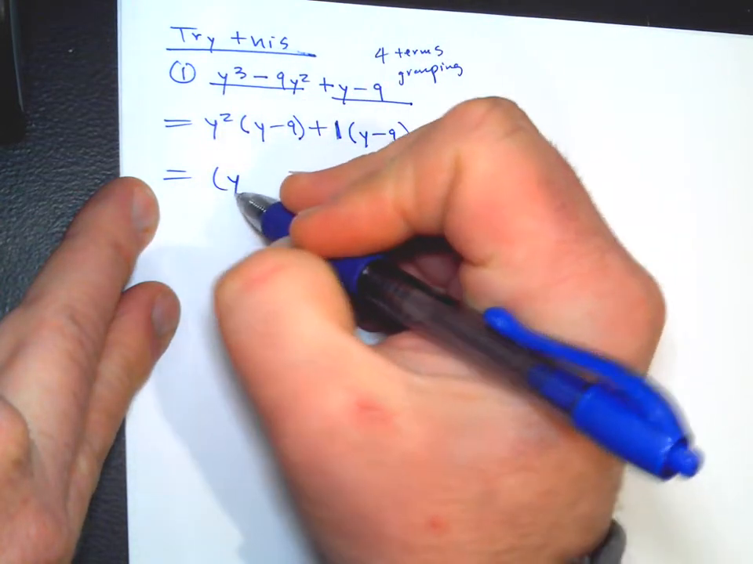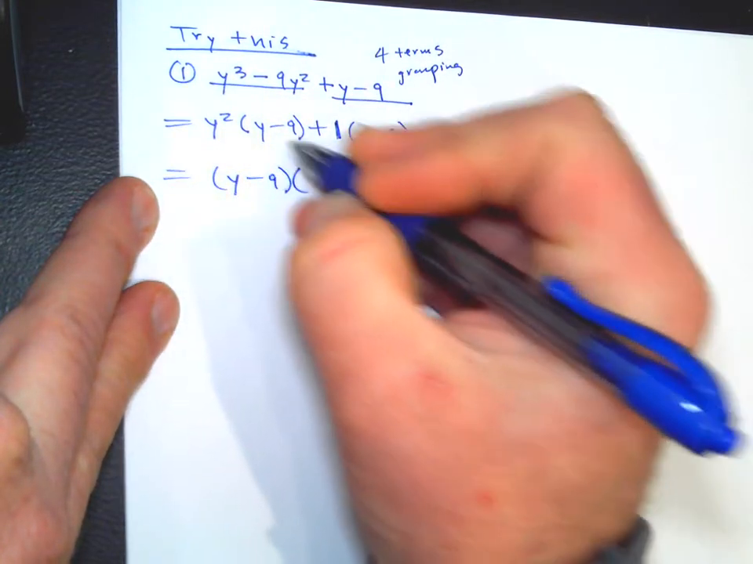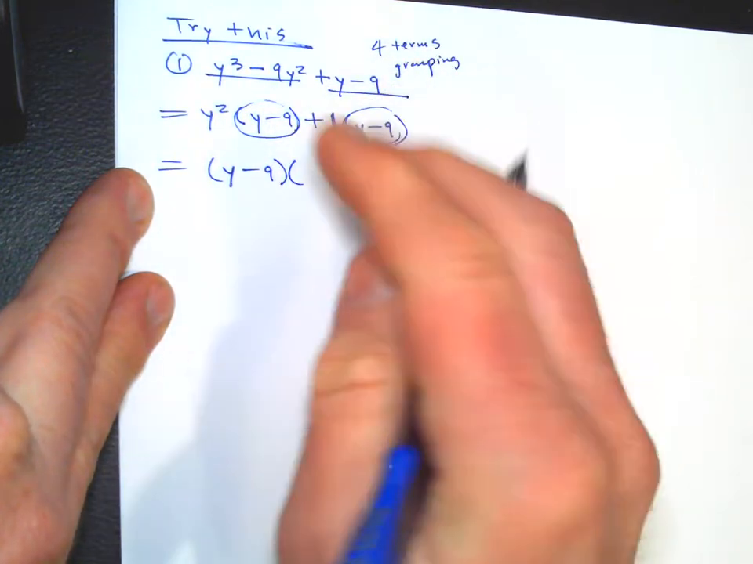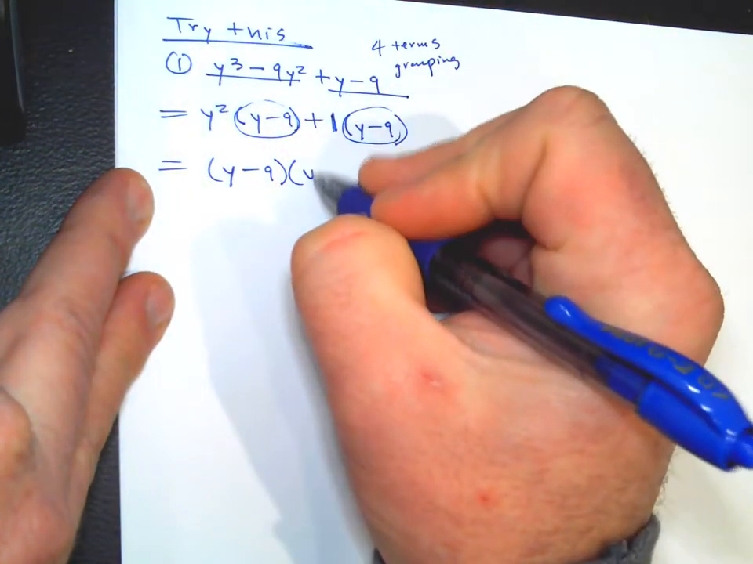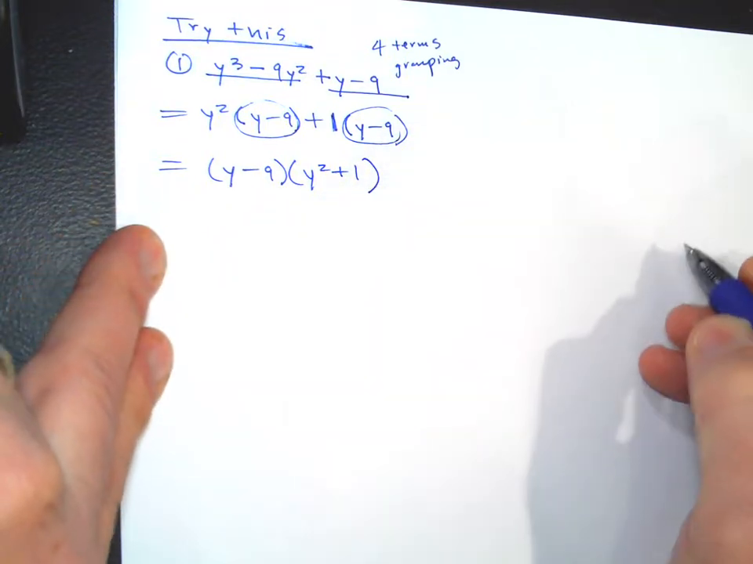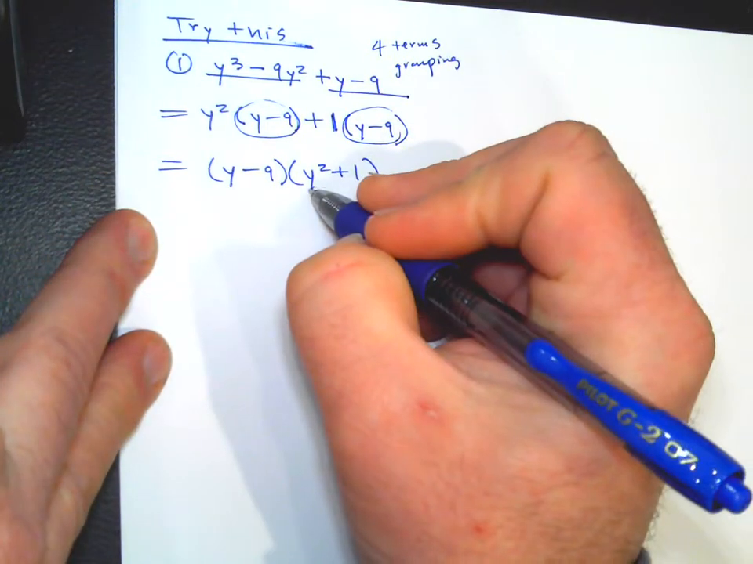So now I'm going to factor the y minus 9 out. This is like your GCF now. Factor that out for the whole thing. There's a y squared plus 1. Can I go further? Well, I don't know.